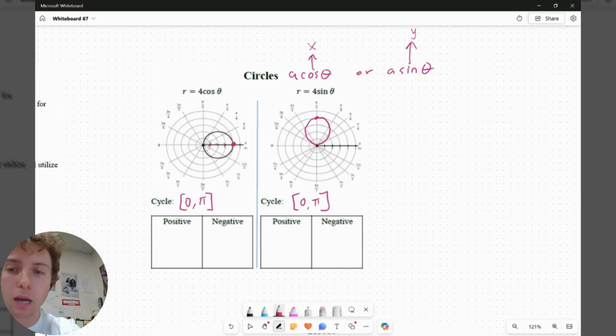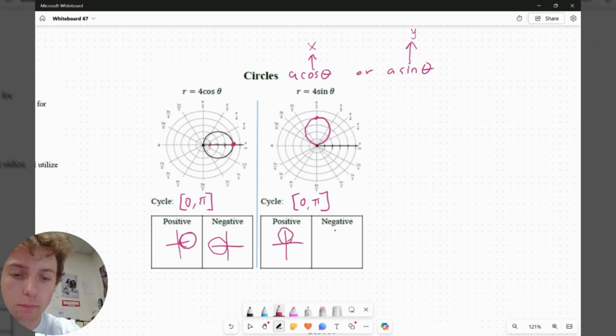If you have a positive case for cosine, like we see here, it would open up to the right. If you, that's not the right, that's the top. If you have a negative case, that would mean it opens up to the left. My first one should be touching the origin or pole there. For sine, if it's positive, we see it was above. And if it's negative, that would just flip it upside down.